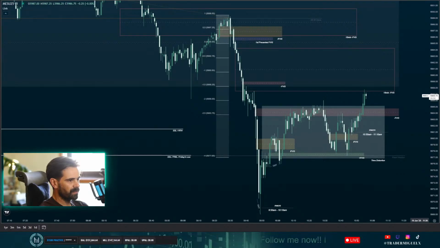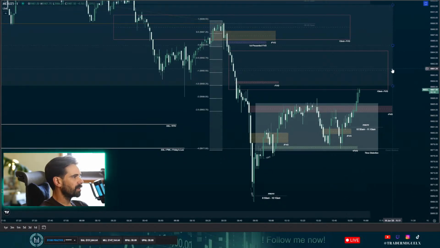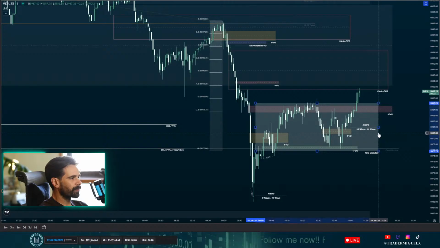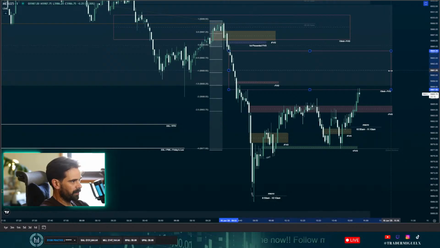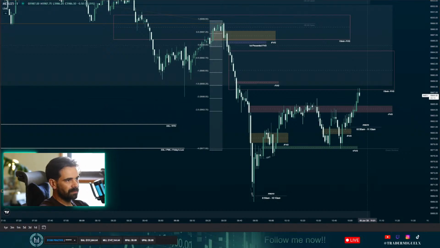So the first 10 minutes of a candle and the last 10 minutes usually mark some type of a macro movement that you can eventually catch on lower time frames. So we are right below the 15-minute fair value gap. There is no fair value gap to the upside offered here. NQ has one.